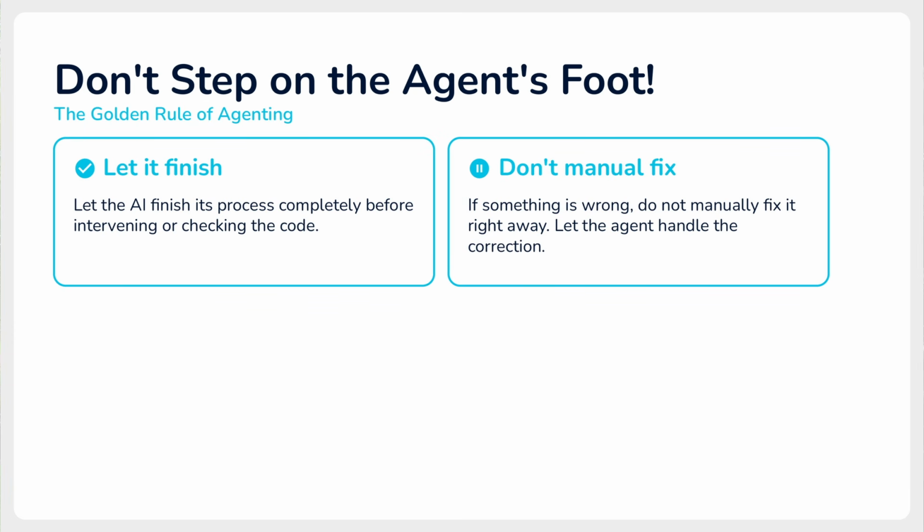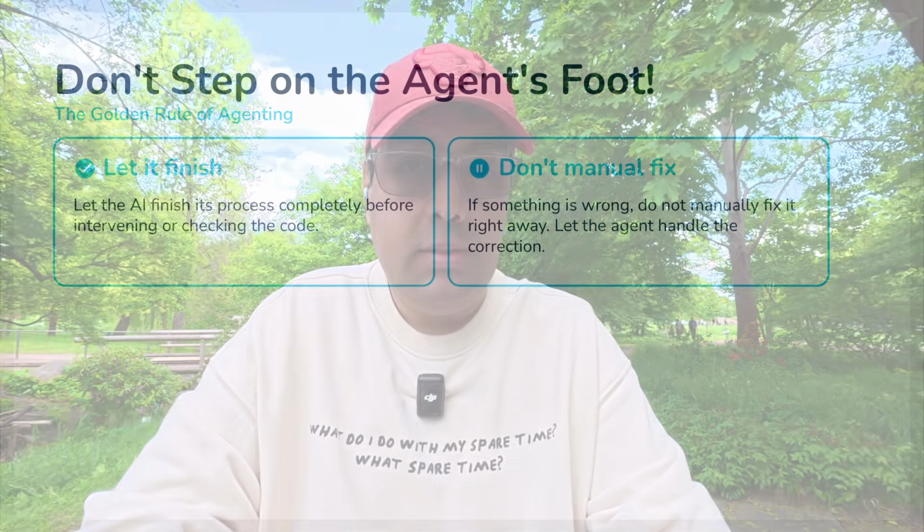Second, do not manually fix things. If the agent did something wrong, do not jump in and fix it yourself. Tell the agent what is wrong and let the agent fix it. This is the architecture mindset again. You hand off the plan, let the builder build. If something is wrong, you tell the builder, and you do not do the job yourself.